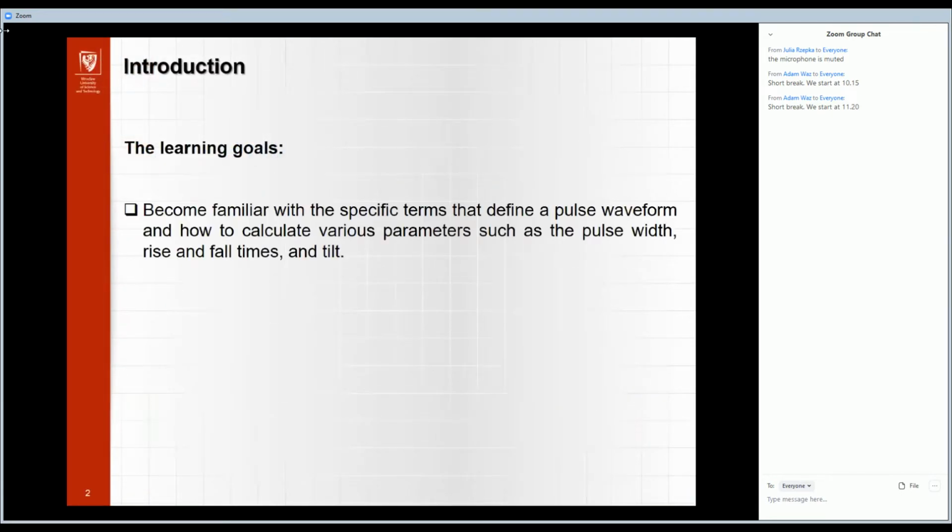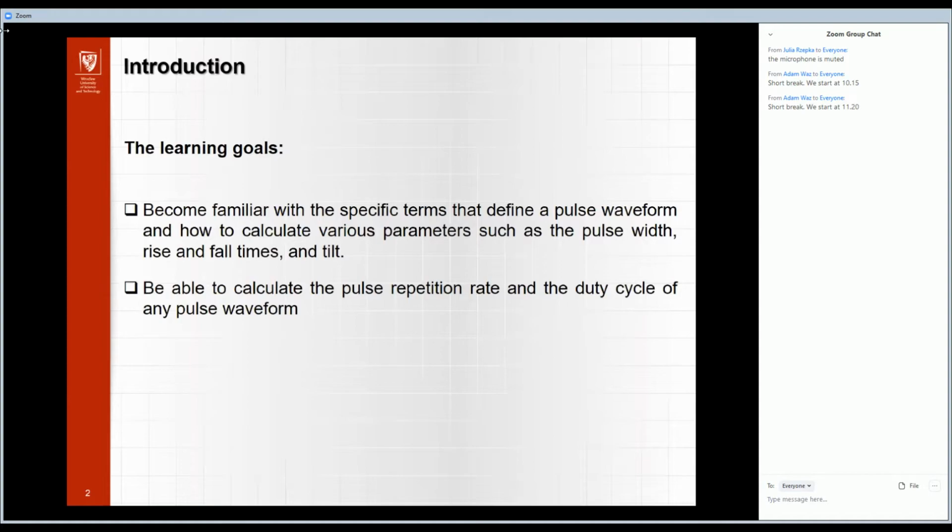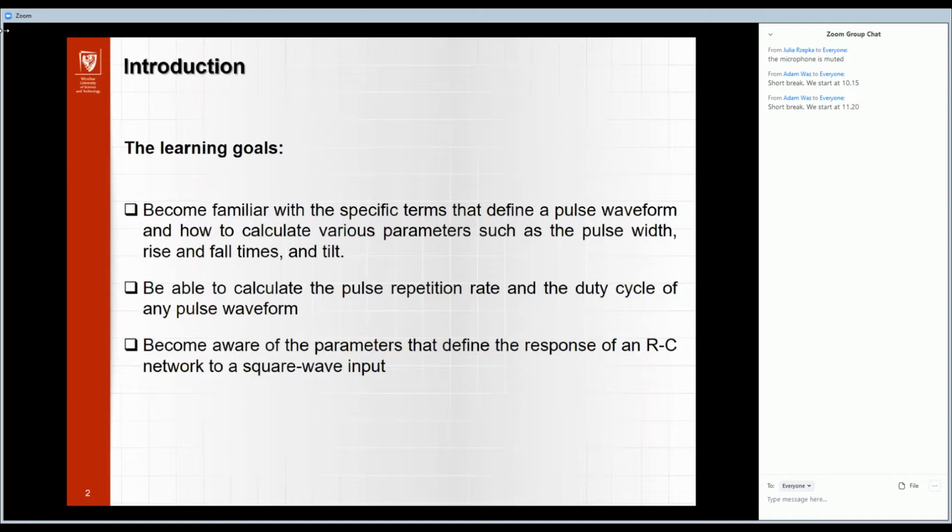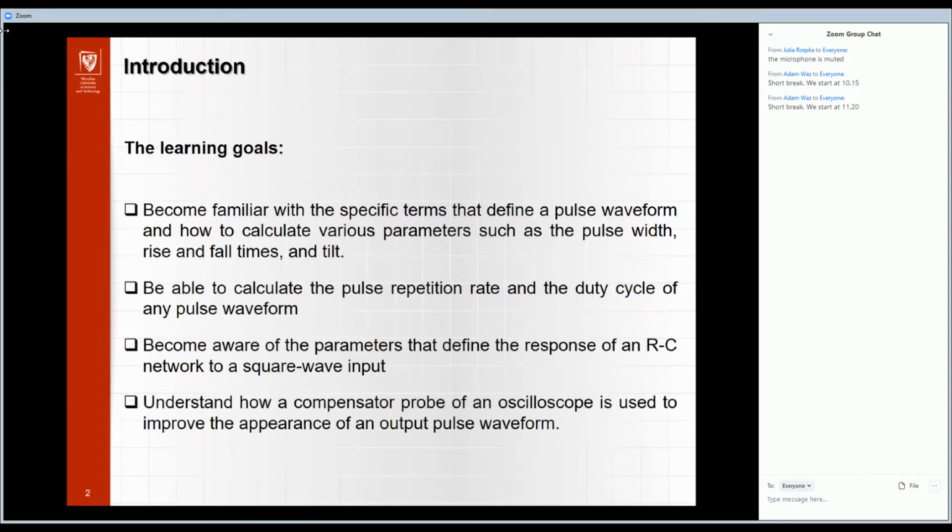The learning goals: become familiar with specific terms and definitions connected with pulse waveforms, and I show you how we can calculate, for example, pulse width, rise time, etc. How we can measure it in practice. Maybe sometimes it is done automatically by, for example, a digital scope with these functions, but it is interesting to know how it calculates. Okay, and be able to calculate the pulse repetition rate and the duty cycle of any pulse waveform. Become aware of the parameters that define the response of RC networks, and understand how, I think it's the most interesting, the compensator probe of an oscilloscope is used to improve the appearance of the output pulse waveform.